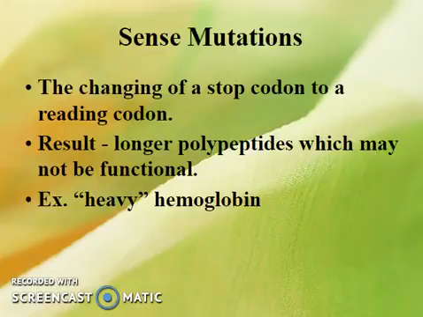There are things called sense mutations. We can change a stop codon into a reading codon. Like it says here, it's going to give us longer polypeptides. Sometimes they're functional, sometimes they're not. There's something called hemoglobin Constant Spring. I don't really want to get into it right here, but it's an example of one of these sense mutations where essentially we're making a protein longer than it naturally would be. Again, anytime you're changing the DNA, you're changing the chemical structure of the protein, and then it's going to change the function of the protein.